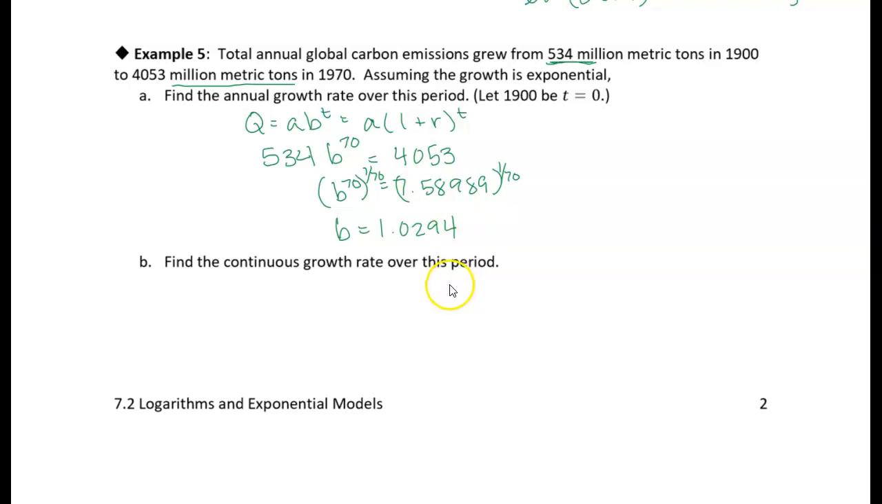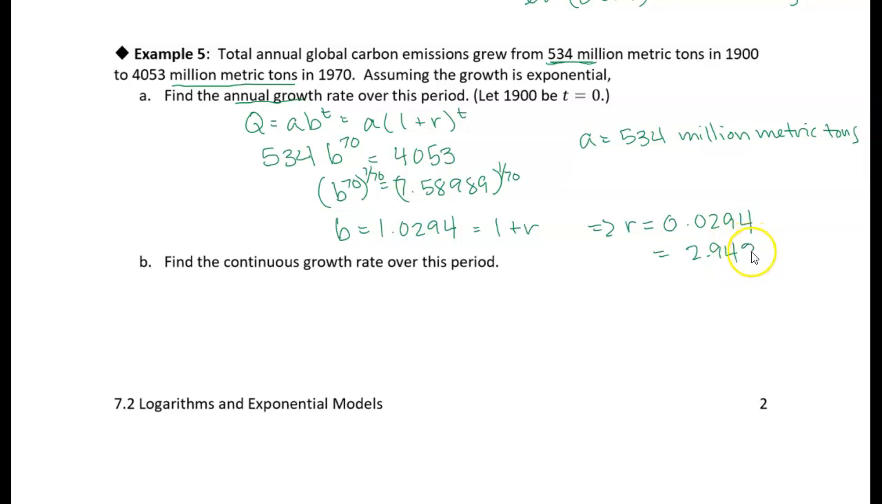We want to find the annual growth rate. So we know that we have the initial amount, a, equal to 534 million metric tons. Well, now that's not what they asked for. We want the annual growth rate. So we know that b is equal to 1 plus r. So then r is equal to 0.0294. Now we could also write that as a percentage, so that would be 2.94% per year. All right, so that's the annual growth rate.